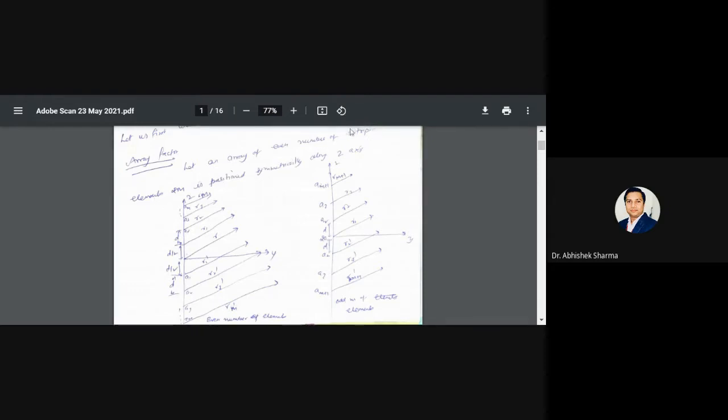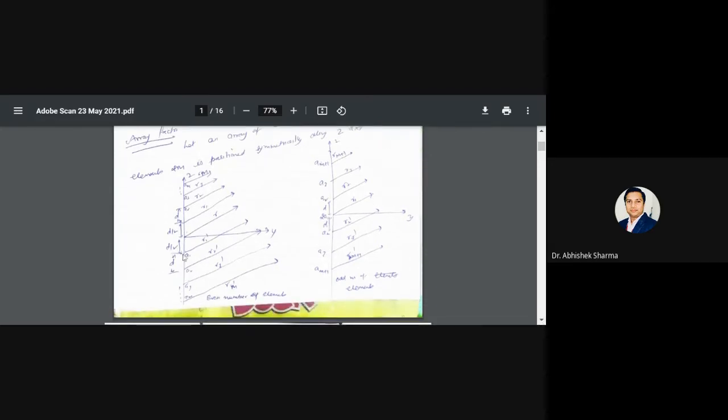So let us consider an array with an even number of isotropic elements. Isotropic means which can radiate equally in all the directions. 2M elements are positioned symmetrically along the z axis. So this is what we have shown here. It starts from a1, a2, a3 up to aM, and on the above side also a1, a2, a3 up to aM. So these are the number of elements in that array.